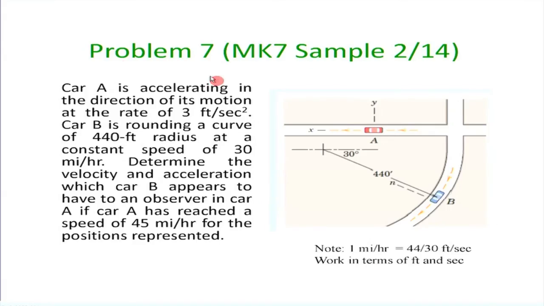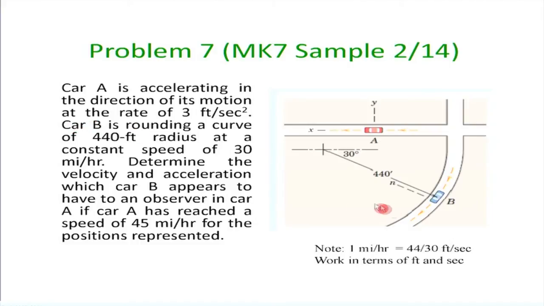Now going to problem number 7, what we have is all the dimensions are given to you in miles per hour and feet per second square. So this is a problem from Meriam and Kraige, sample problem in chapter 2 of dynamics, 14th problem. Okay, so what we are given is that car A is accelerating in the direction of its motion. So this is the direction of acceleration at 3 feet per second square. Okay, so feet, meter, it does not matter really, stay consistent with the units.